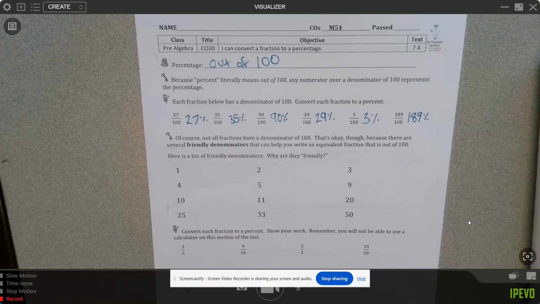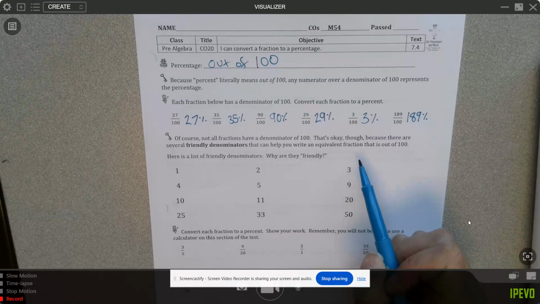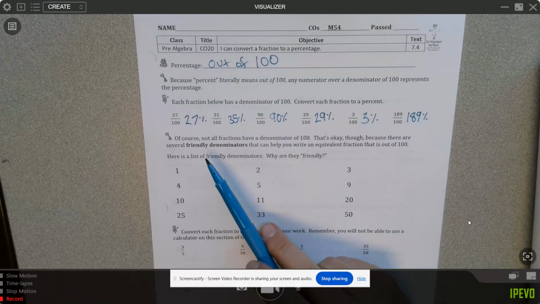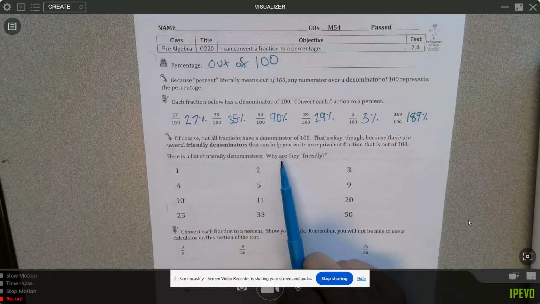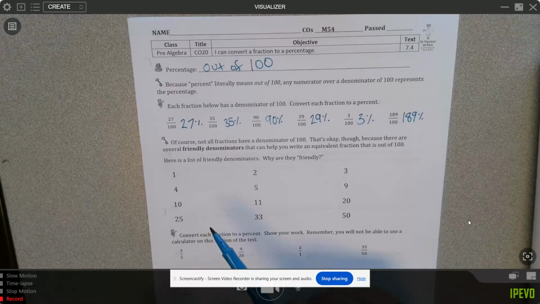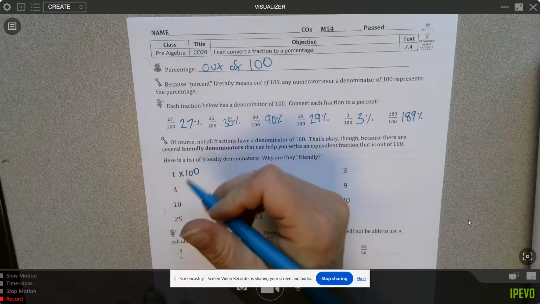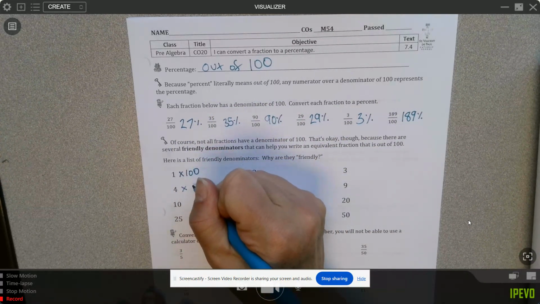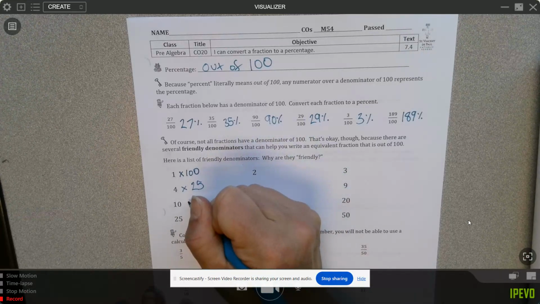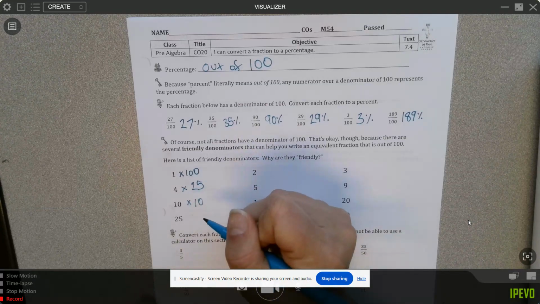So, of course, not all fractions have a denominator of 100. That's okay because there are several friendly denominators that easily go to 100. So, here is our list of friendly denominators. If it is over 1, you're going to multiply by 100. If your fraction is over a 4, what do you think we multiply by? Amala? 25. If it's over a 10, what are we going to multiply by? Eleanor? 10. You should be writing these down.